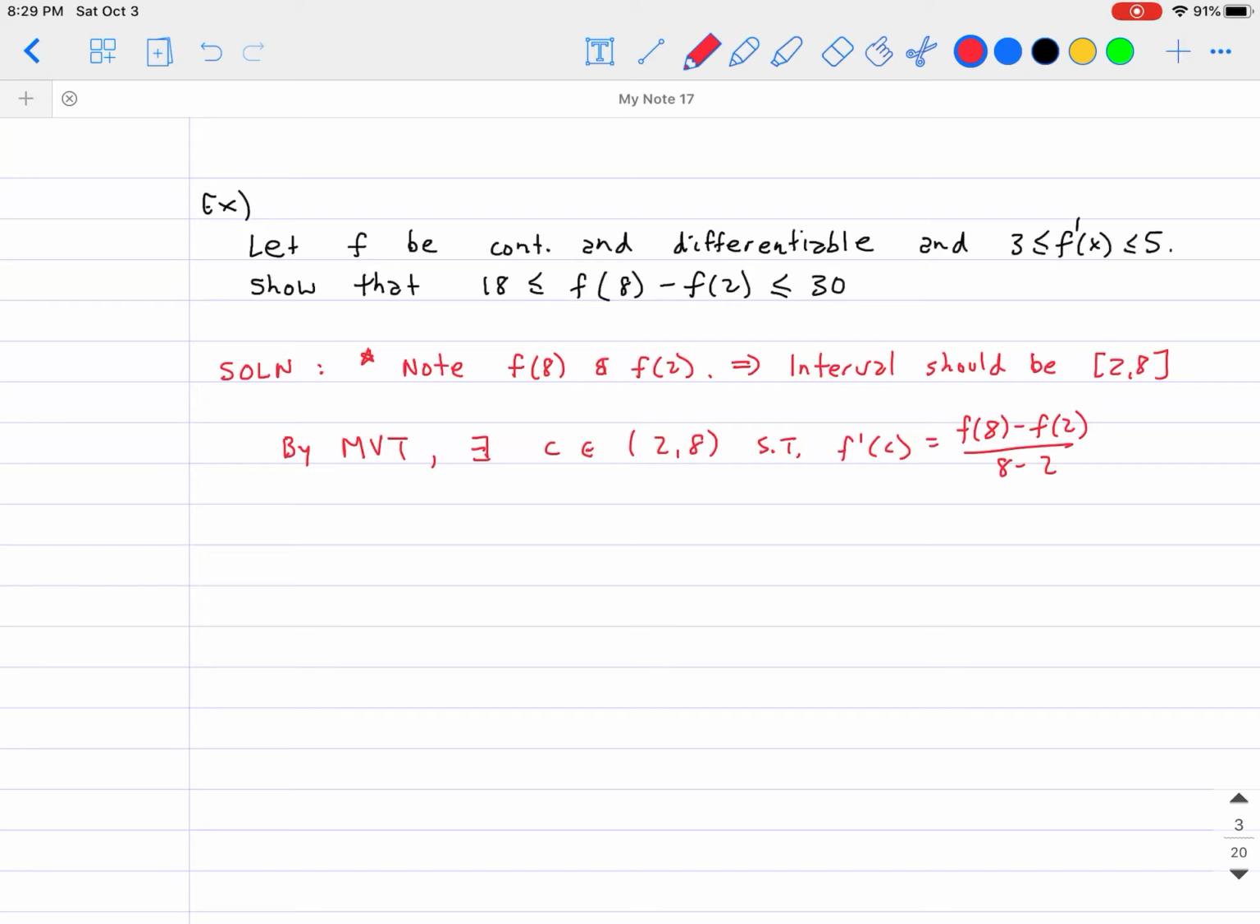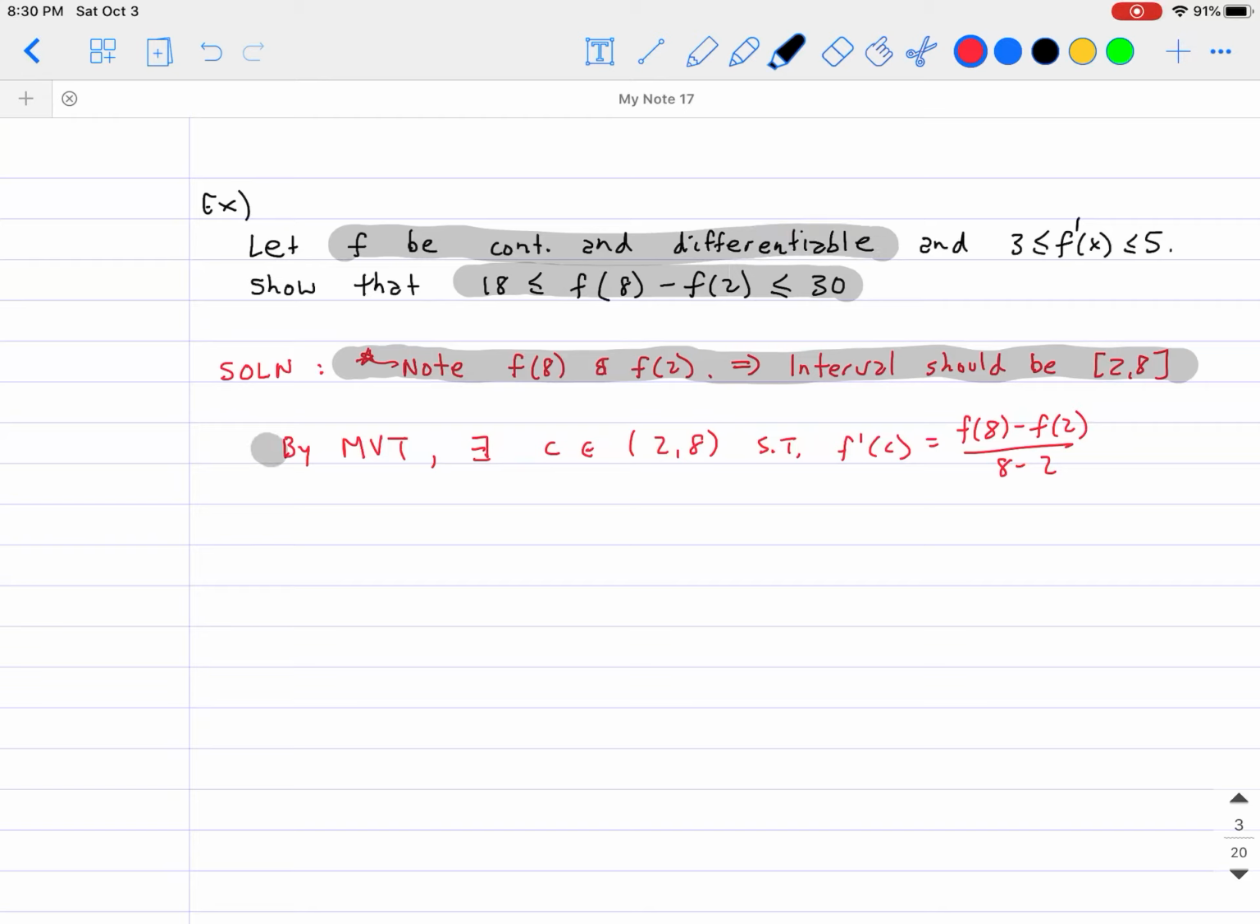The solution here is, well, I just basically need to show that this bottom inequality is going to be true. So let me go ahead and highlight this for right now, and let's see what we can get out of it. First of all, I noticed that we have f of 8 minus f of 2, which is what I noted over here. So that tells me that they probably want us to use some sort of mean value theorem where the interval is somewhere between 2 and 8. So let's go ahead and set up the mean value theorem.